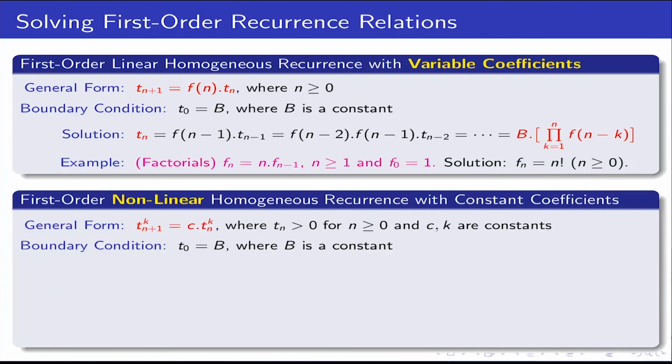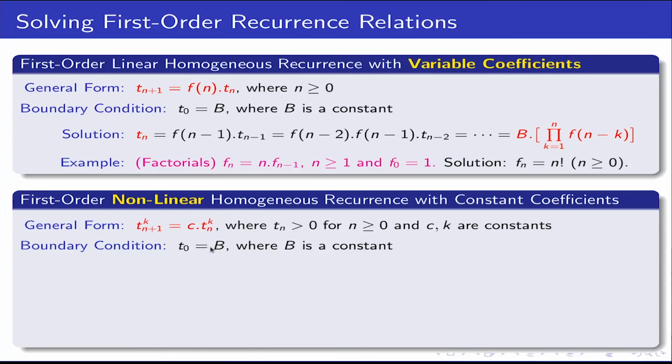Next example. Here you see that we have first order non-linear with constant coefficients. Earlier we started off with first order linear homogeneous with constant coefficients. Now we have first order non-linear homogeneous recurrence with constant coefficients. So we introduce non-linearity. It means that, let's say, it is Tn plus 1 to the power k. It's a non-linear function now. Everything else is there: it's first order, it has constant coefficient, and it's homogeneous, but it's non-linear.